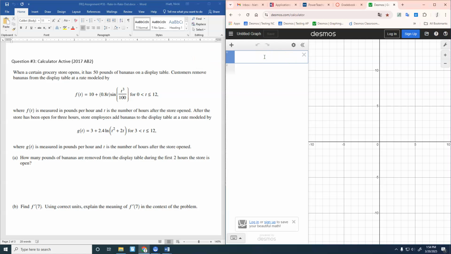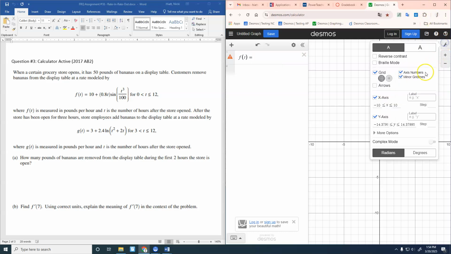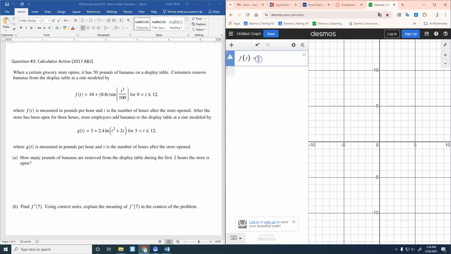First thing that I usually do is I type these two equations in. And you want to be really careful and make sure you type them in correctly, because if you type them in wrong, you're going to get everything wrong on those.